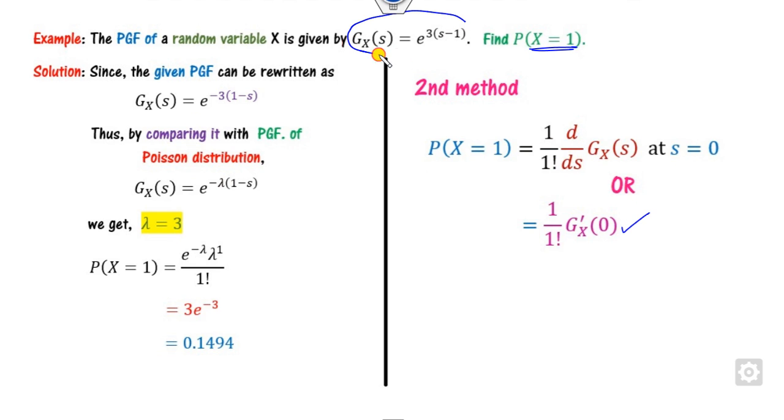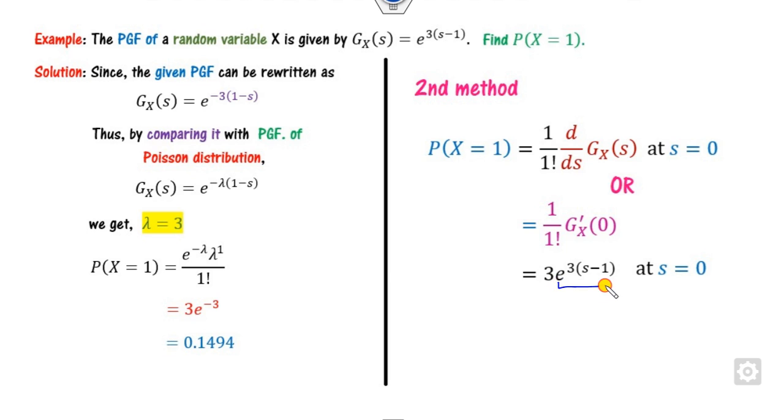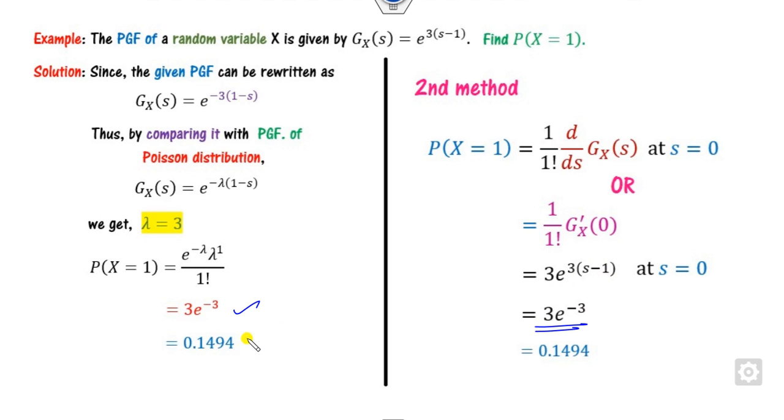So you can take the first derivative of this PGF, and now you can substitute s is 0. So what is the value at s is 0? You can see these are the same as before. So you can choose any of the methods.